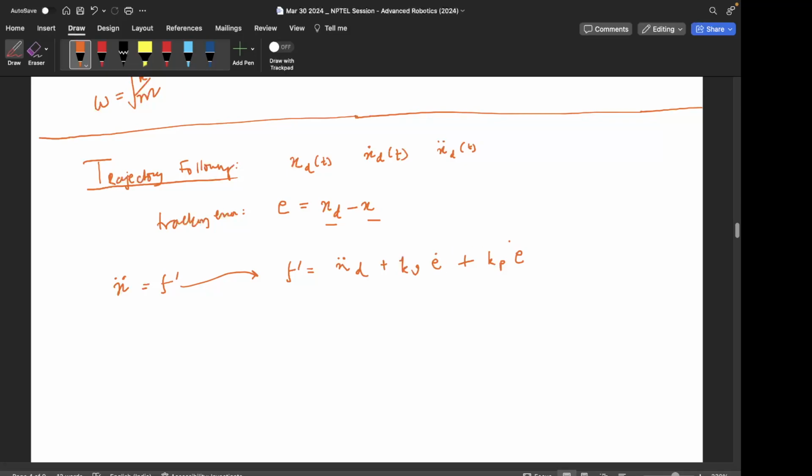Now this is the servo control law. The model based part is the same. We got the unit mass equation, and this f dash is the servo control law.